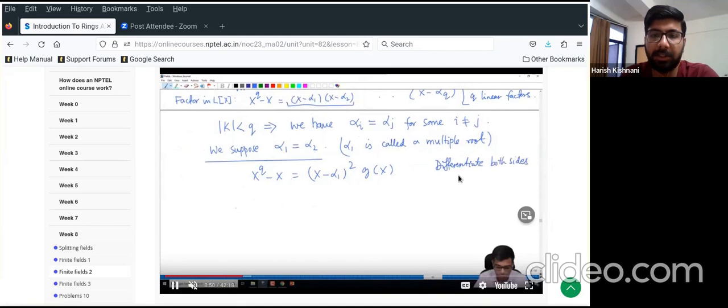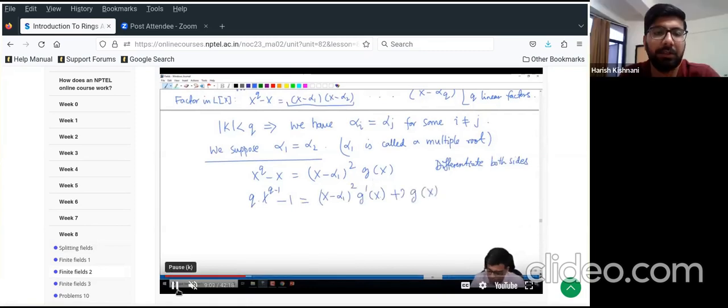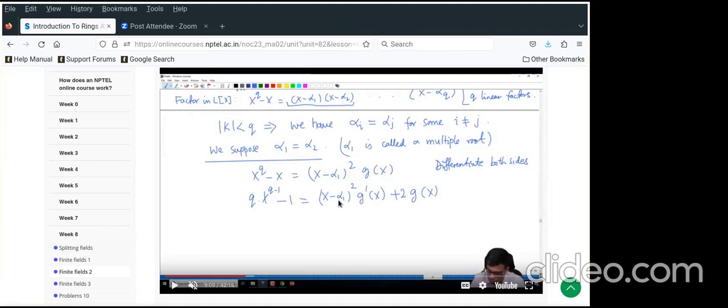Now you have a doubt about this step, that we differentiate both sides. It's not the analytic differentiation. You are given a polynomial f(x). You can define some other polynomial g(x) and say that it's the differentiation of f(x). Basically, we were defining q x to the power q minus 1 to be the differentiation of x to the power q, right?